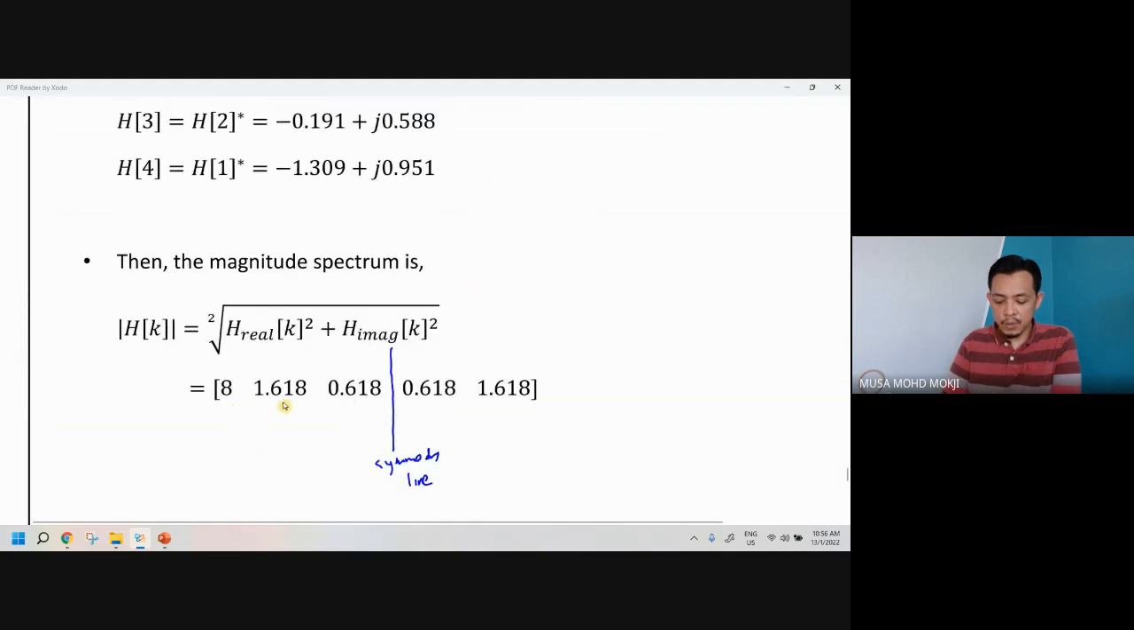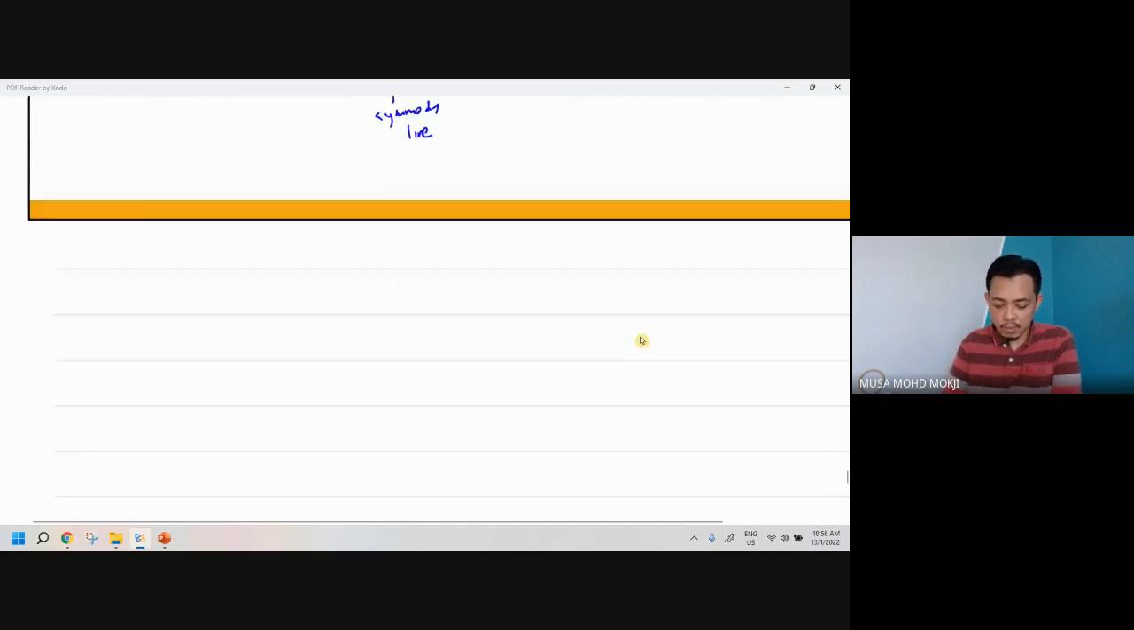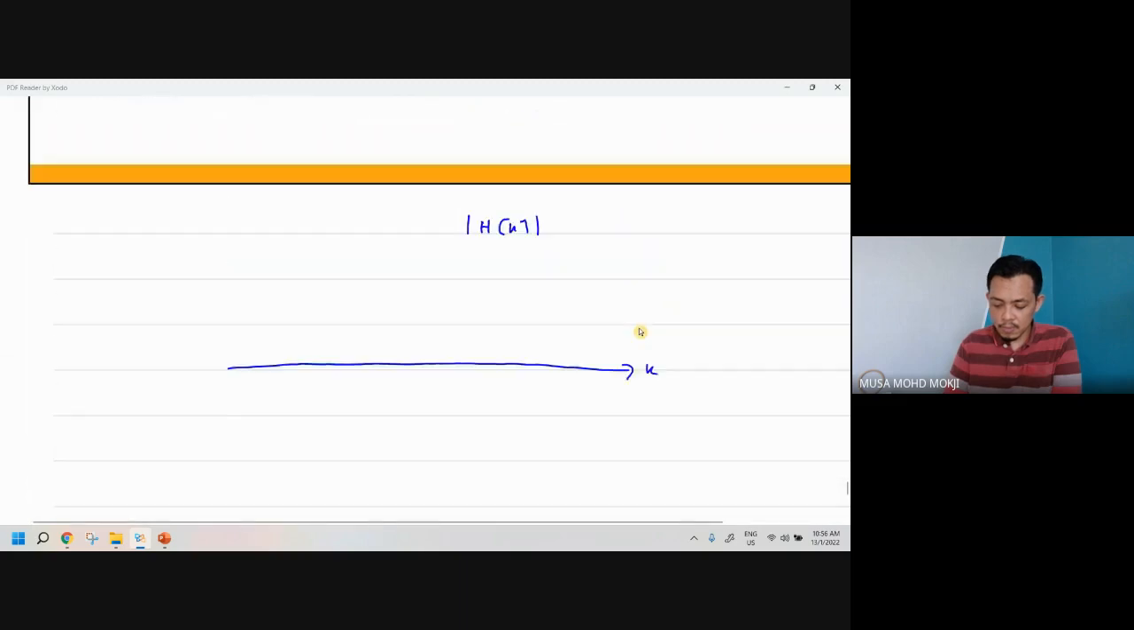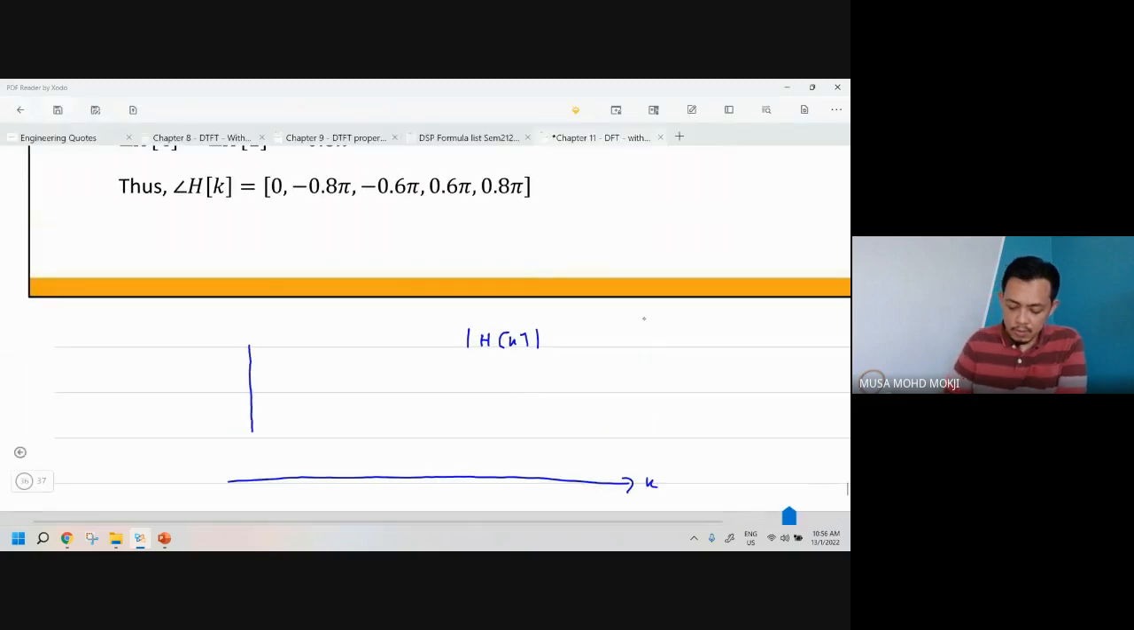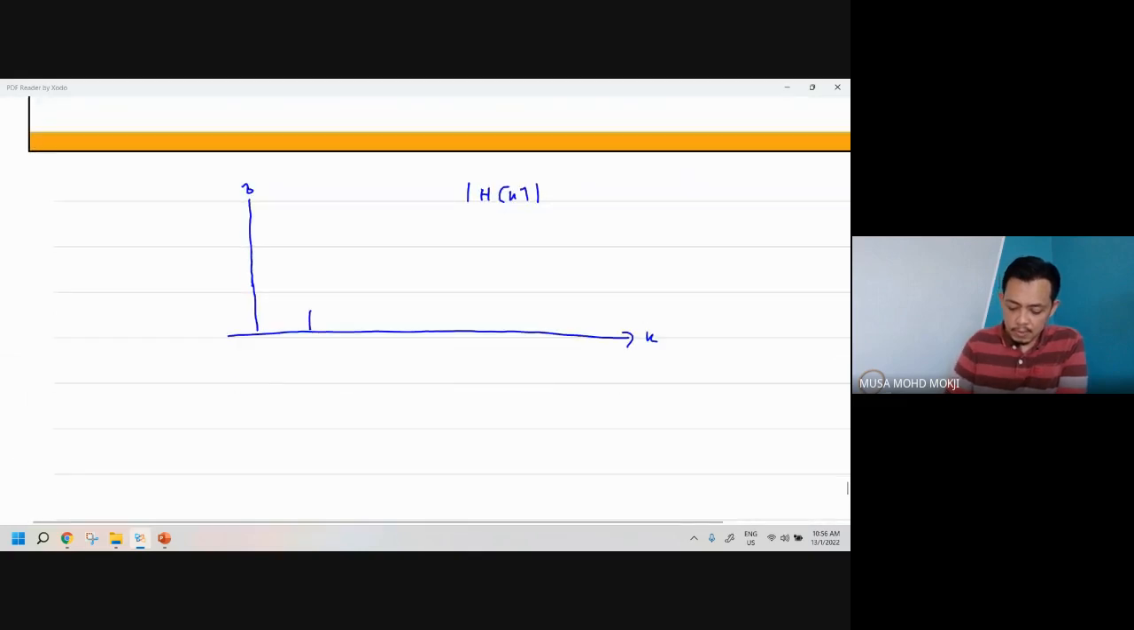8, 1.618. Oh, okay, everything is 1.618. So you will have 8 over there, then 1.618, 1.618, 1.618, 1.618. So this is k equals 0, 1, 2, 3, 4.